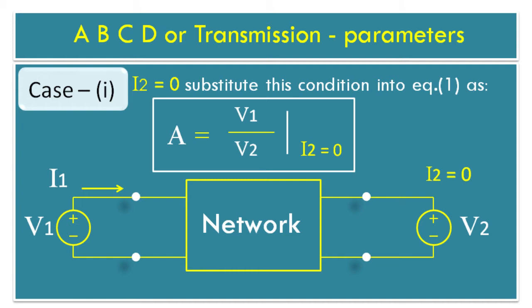Now substitute current I2 equal to 0 into equation 1 of transmission parameters. We get transmission parameter coefficient A is equal to V1 upon V2, where current I2 at port 2 is 0. Now refer to the network diagram. Current I2 equal to 0 means we are obtaining coefficient A at port 1 and 2 using voltage V1 and V2, and it is a dimensionless quantity.